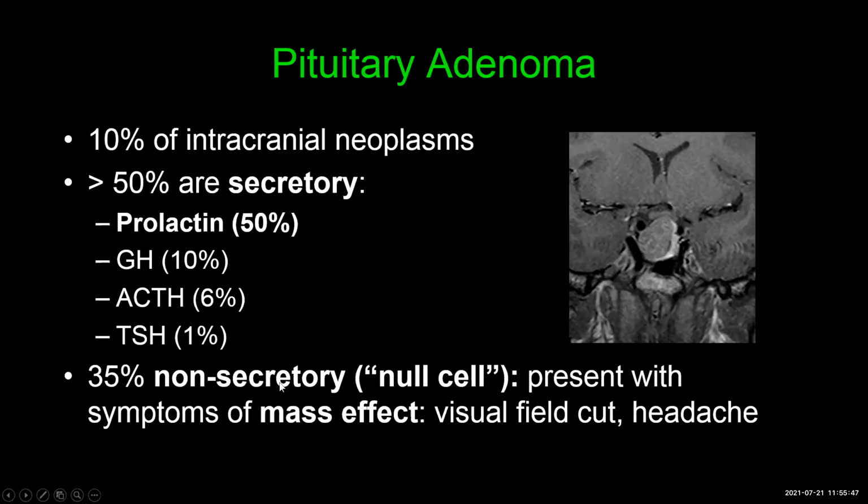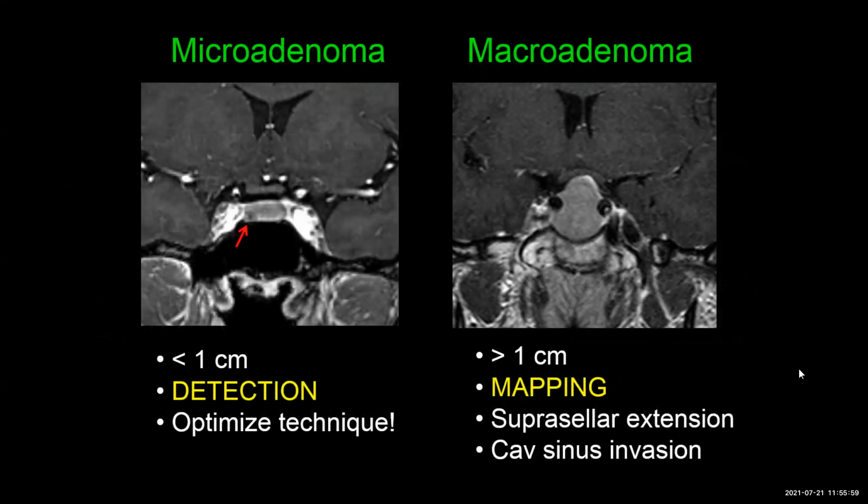So patients with these non-secretory, also called null cell pituitary adenomas, will present late when these tumors get very big, often with visual field cuts and headaches. So there's really two flavors of pituitary adenomas that we will see, and that as a radiologist, we will image.